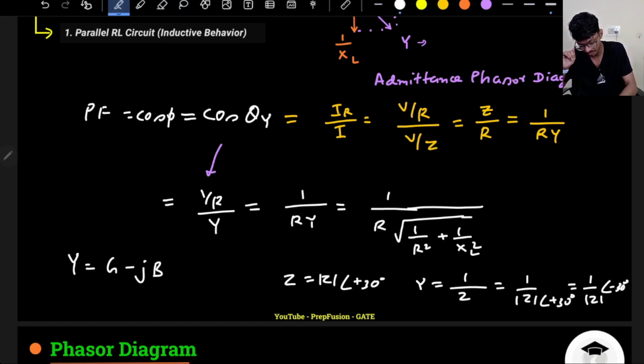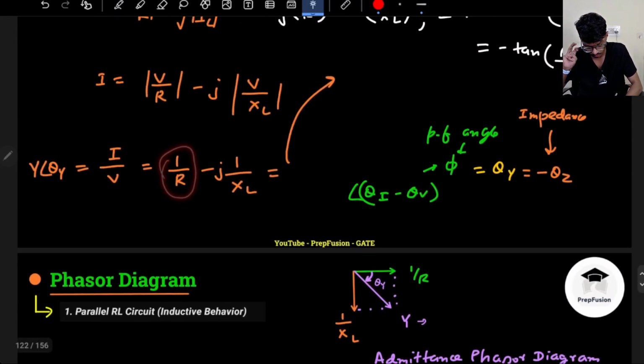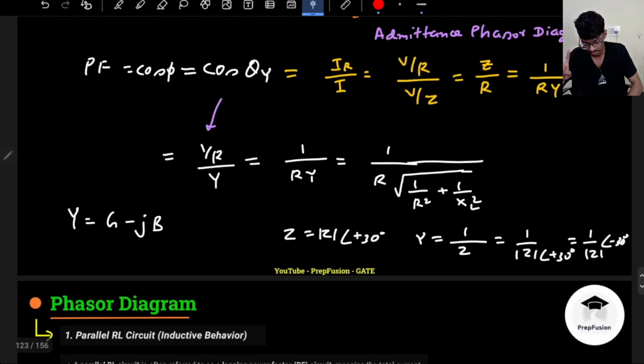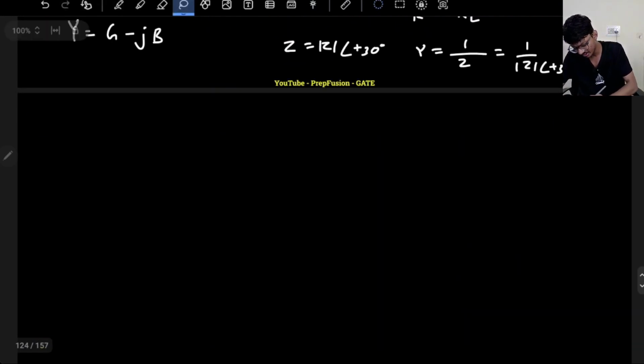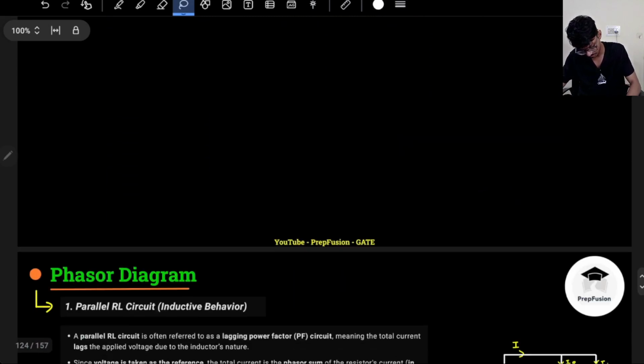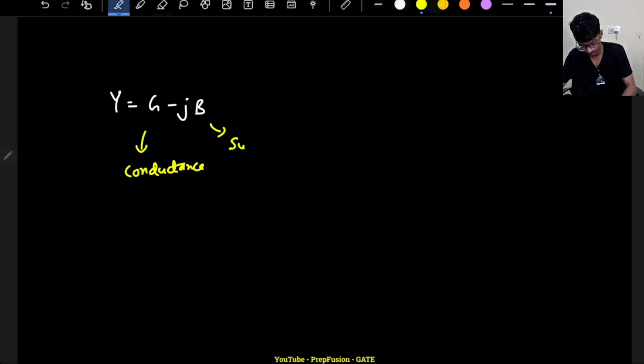So from here you can write the conductance. What will be the conductance? It will be 1 by R. And susceptance will be 1 by jXL. You might have a doubt, sir. So I will just write on the same next page: this is my conductance, this is my susceptance, and this is my admittance.